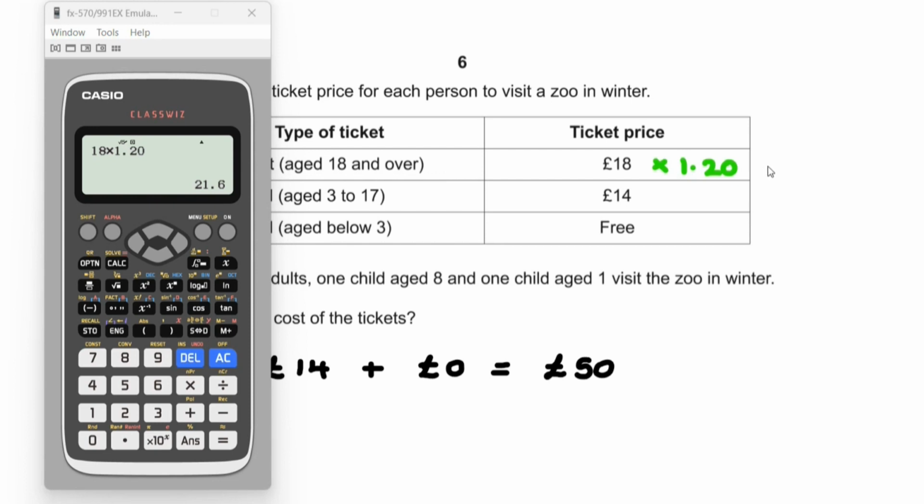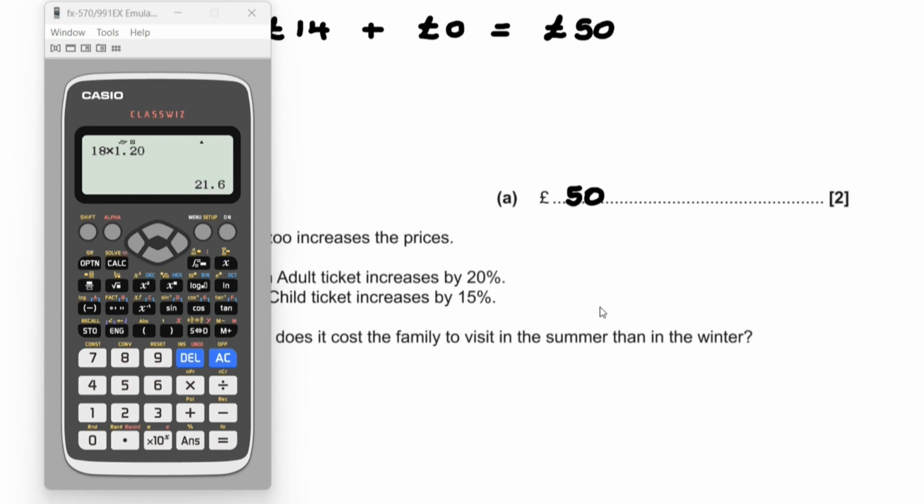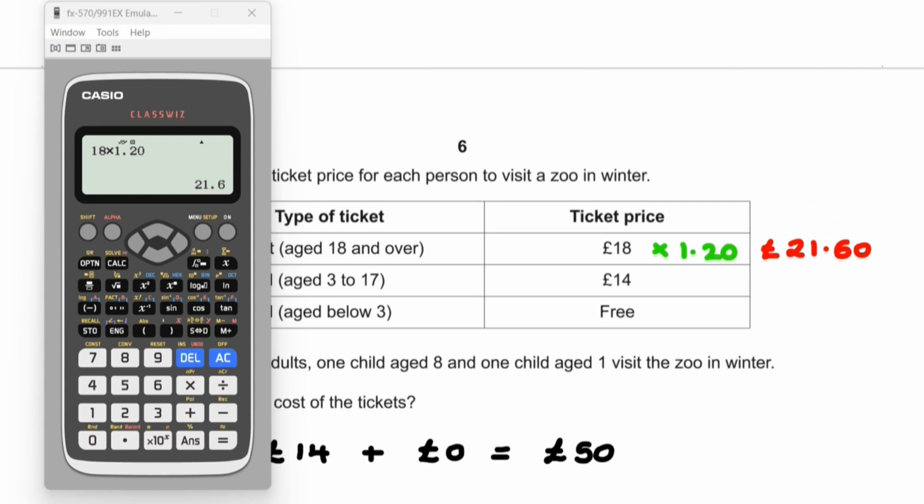So the new adult price is £21.60. Then we know that the child ticket increases by 15%, so I need to multiply this child ticket by 1.15. So if I do that, I have 14 times by 1.15, which is £16.10.